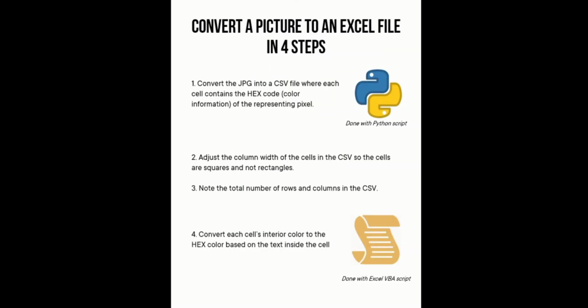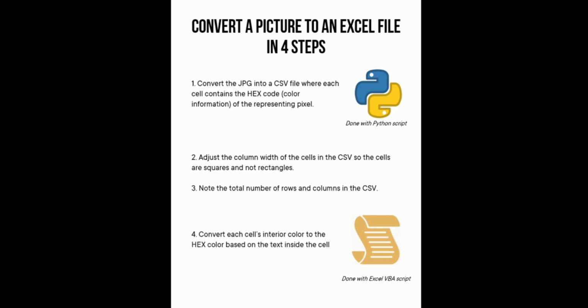So essentially, what I did was to convert the JPEG into a CSV file where each cell contains the hex color of the representing pixel. And then I adjusted the column width. The Python script requested a picture from me, and it opened up a dialog box asking me for a picture. I selected the picture I wanted to convert.